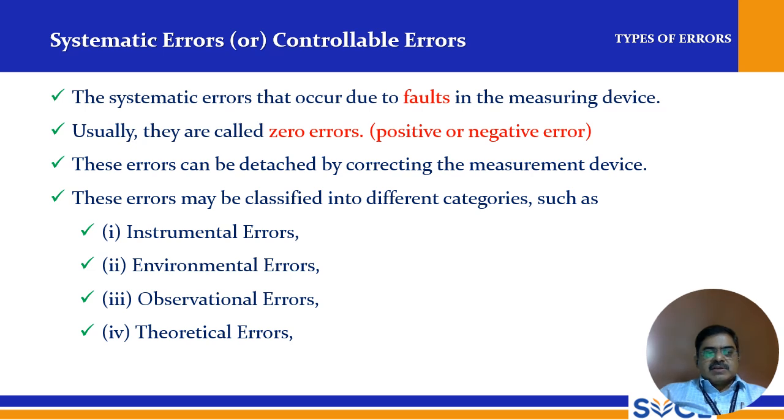Systematic errors are also known as controllable errors. The systematic errors that occur due to faults in the measuring device are usually called zero errors, positive error or negative error, or both are possible here. These errors can be eliminated by correcting the measurement device. These errors may be classified into different categories such as instrumental errors, environmental errors, observational errors, theoretical errors.